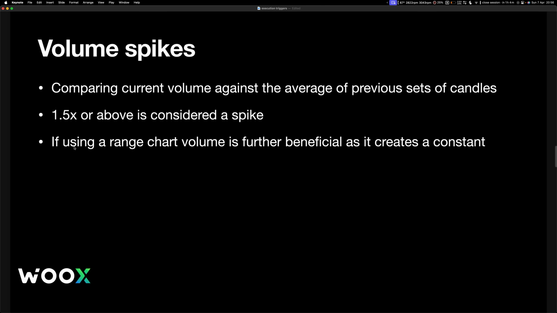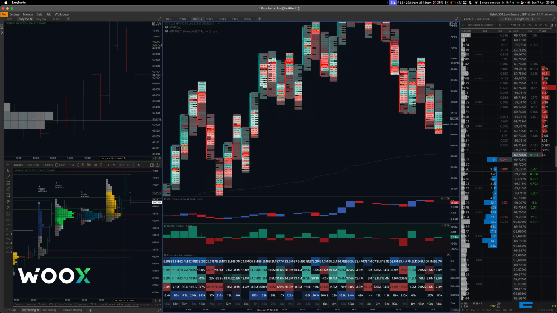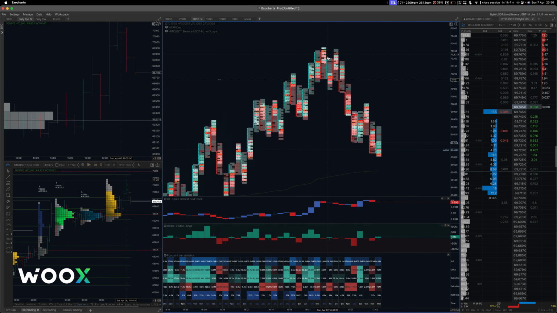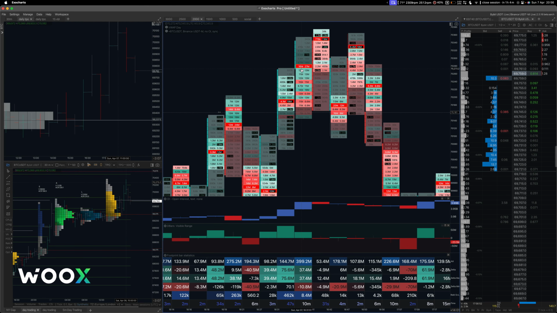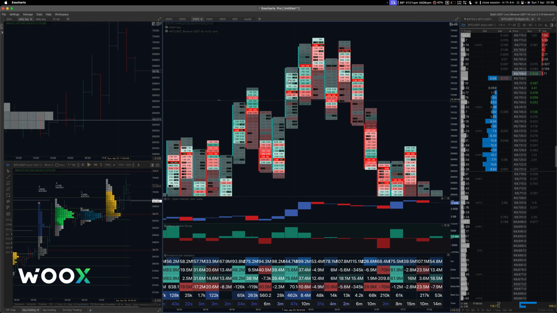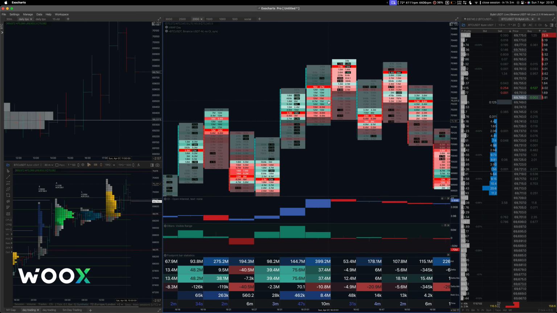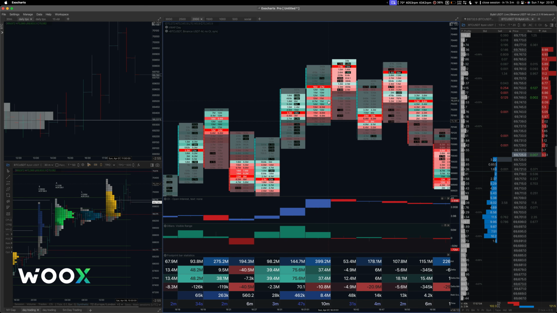If using a range chart, I find volume to be beneficial as it creates a constant. What do I mean by that? I've got a range 2000 chart up here, and each candle's highs and lows are all consistent with each other. Each candle is the exact same size, but they all have different volumes. Why is that? It must mean that the books are thicker in one area in comparison with the other.